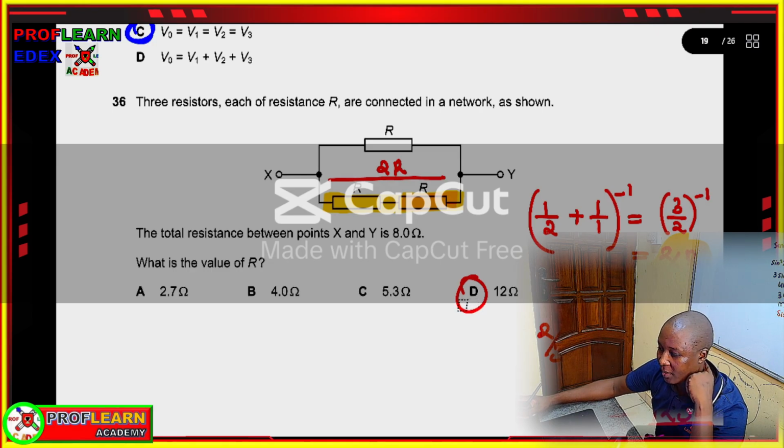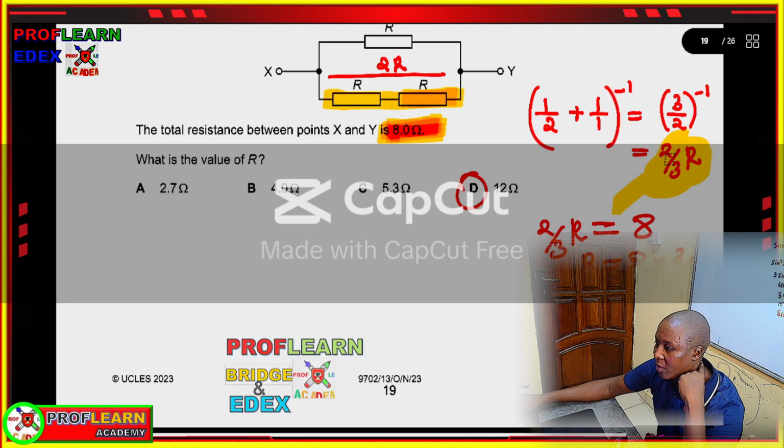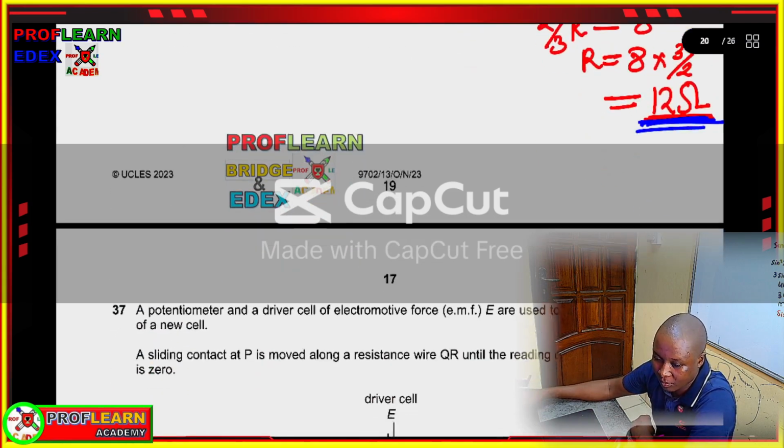Then we are told that the resistance between X and Y is 8.0. So which means we can now say the resistance we have gotten here, 2/3 R, is equal to 8. Then we make R the subject of the formula for us to get the value for R as 12 ohms.